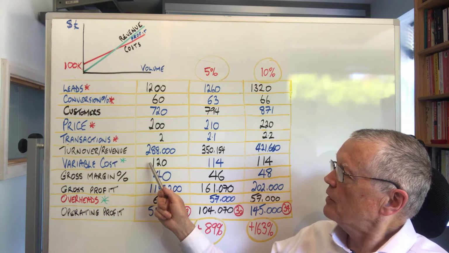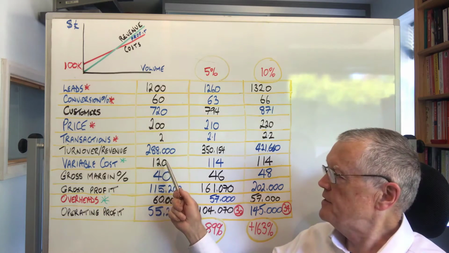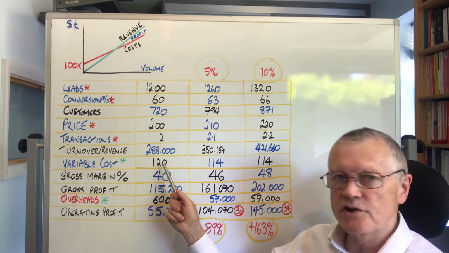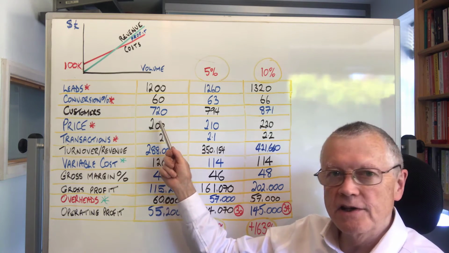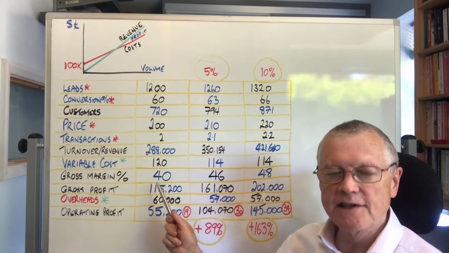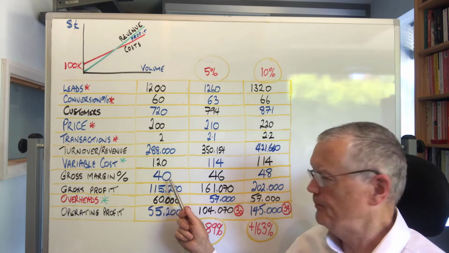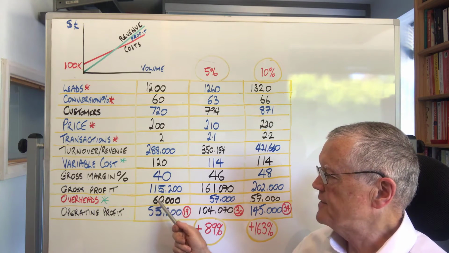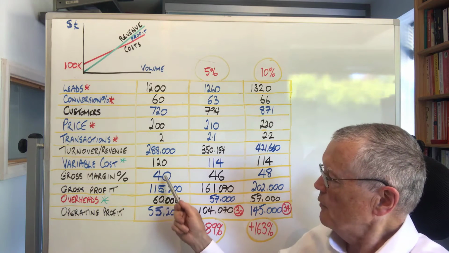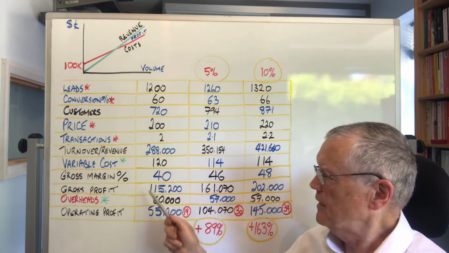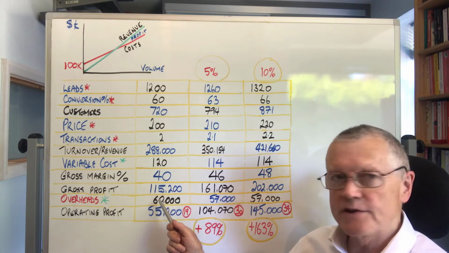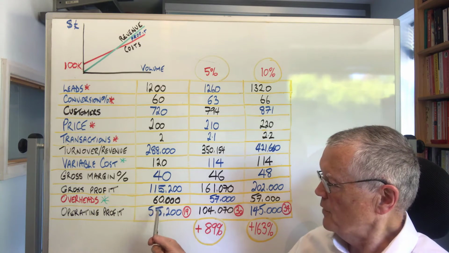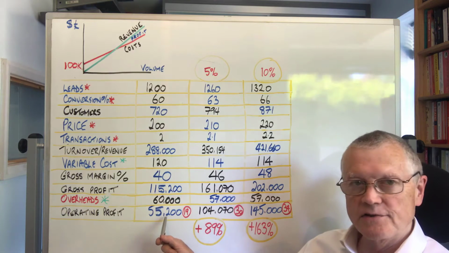Let's say your variable costs, so you're selling things for 200 and the direct or variable cost of making them is 120. That would mean that you're making 80 profit on everything you sell. So your gross margin is 80 over 200, which is 40%. Your other overheads are 60,000. So 40% of the turnover gives you a gross profit of 115,000, and then take off the £60,000 overhead gives you an operating profit of 55,000, just over.